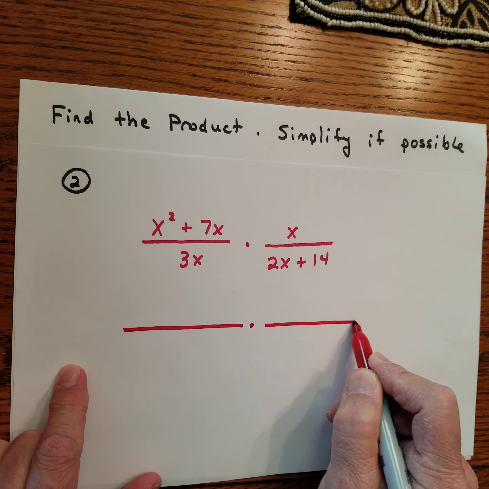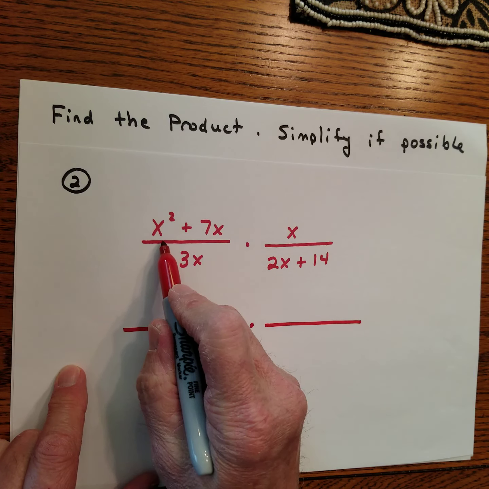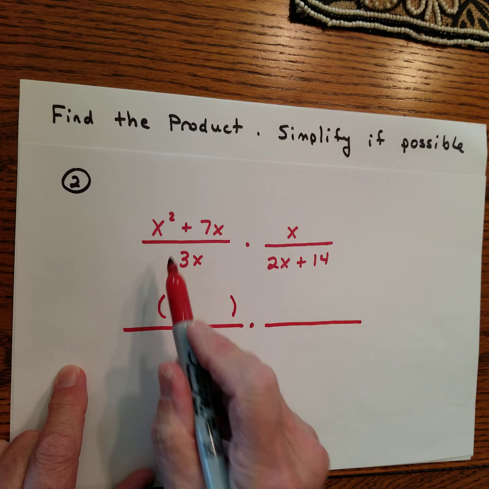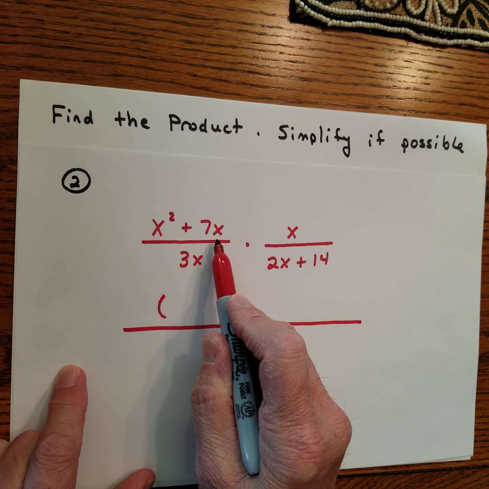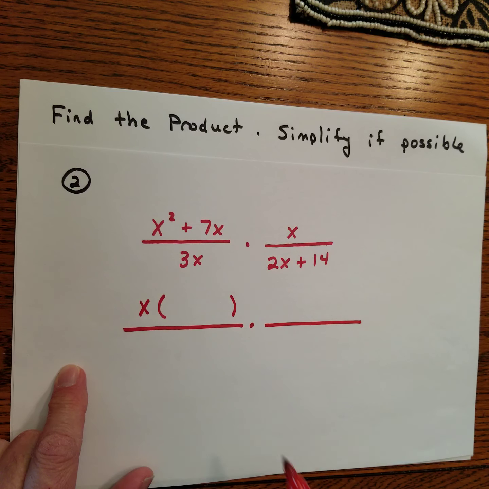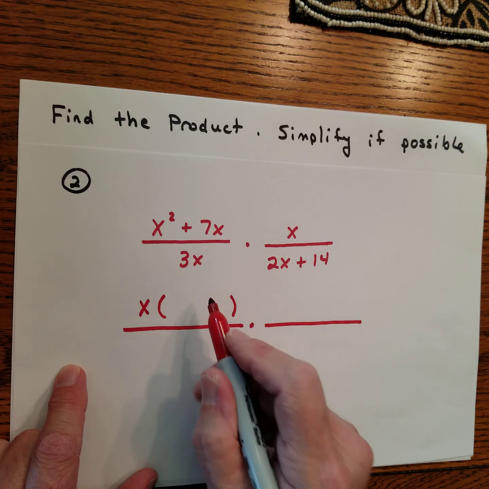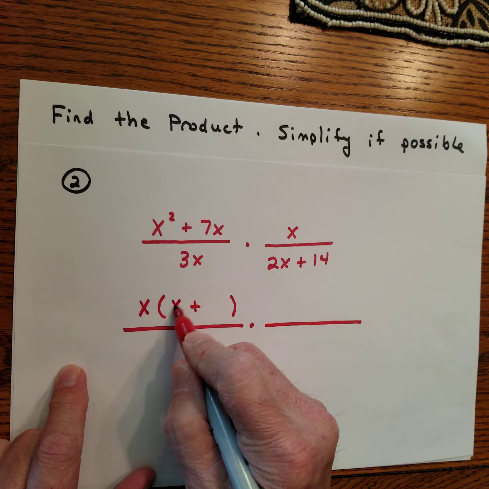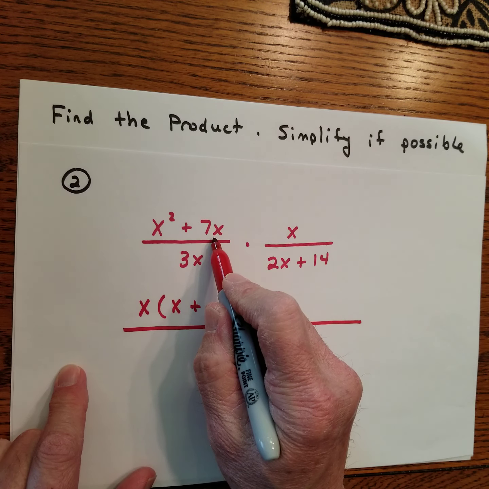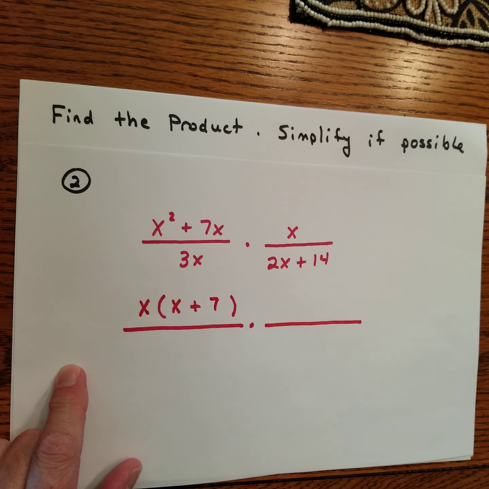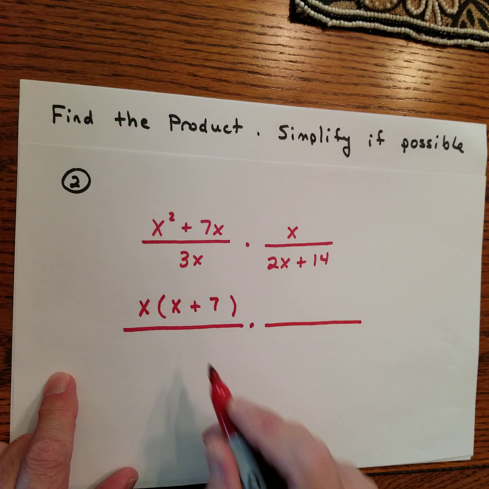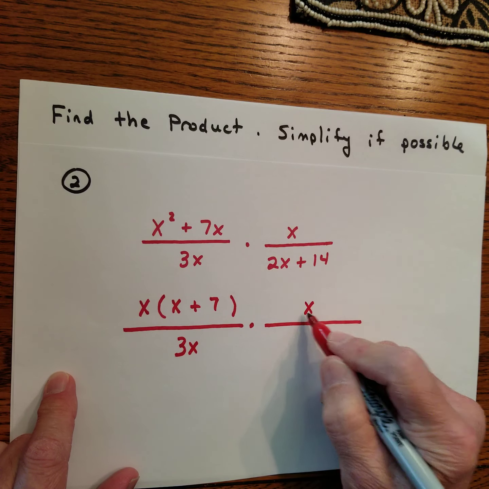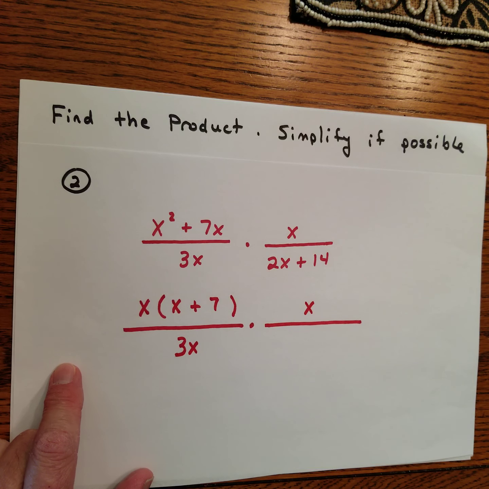What I can do is try to do some factoring. Let's see if there's some factoring I can do in either fraction. Is there a common factor that can come out of those two terms? This has an x. This has an x. Let's factor out the common factor of x. What's left inside? If I factor an x from x squared, I still have an x. If I factor an x from 7x, I still have the 7. We'll copy the 3x in the bottom. We'll copy this x in the numerator of the second fraction.